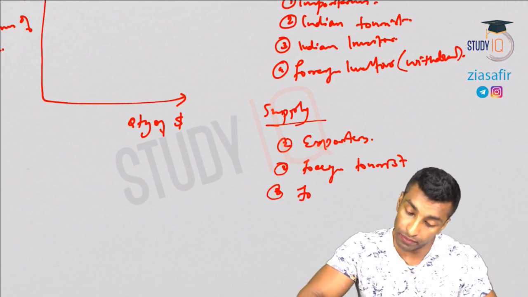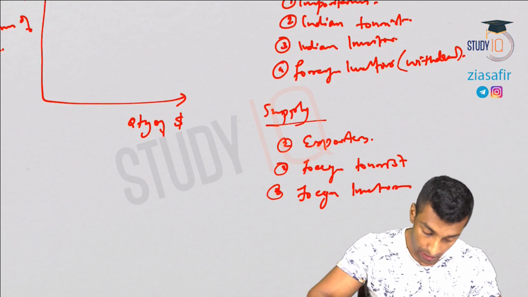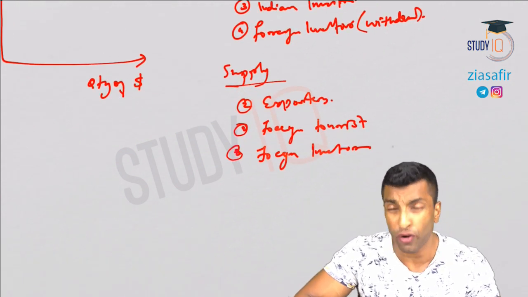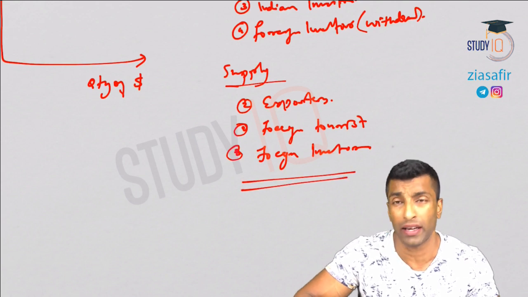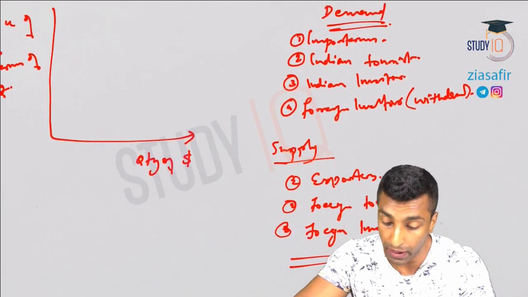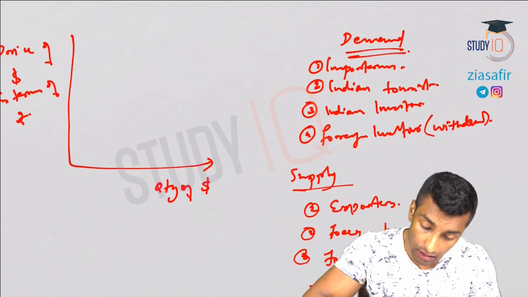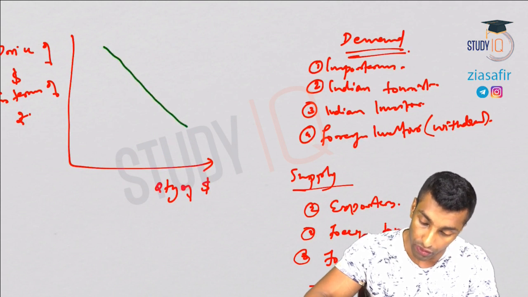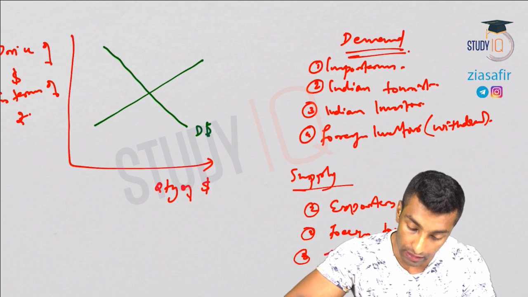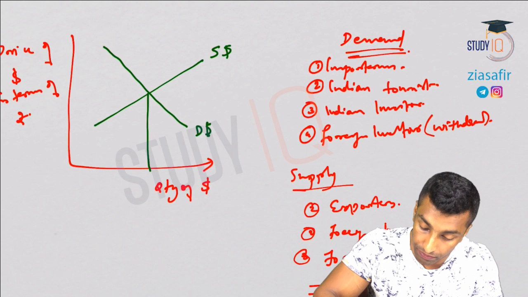So foreign investors, when he invests, and similarly foreign remittances and all those things will actually supply dollar. Okay, foreign remittances, all these will supply dollar. So we need to see the graph now. The demand curve will always be downward, so this is the demand of dollar, and the supply curve will be like this, the supply of dollar. So this is your equilibrium position.